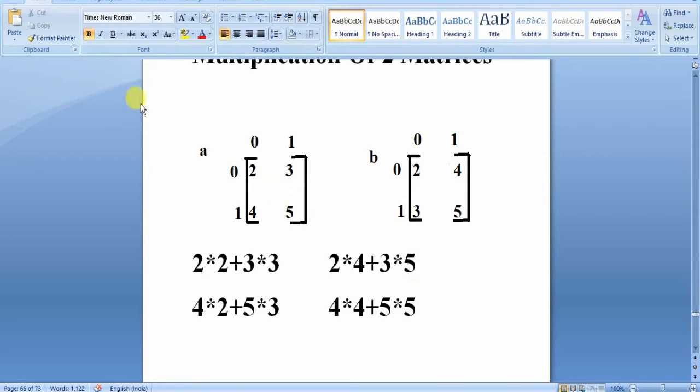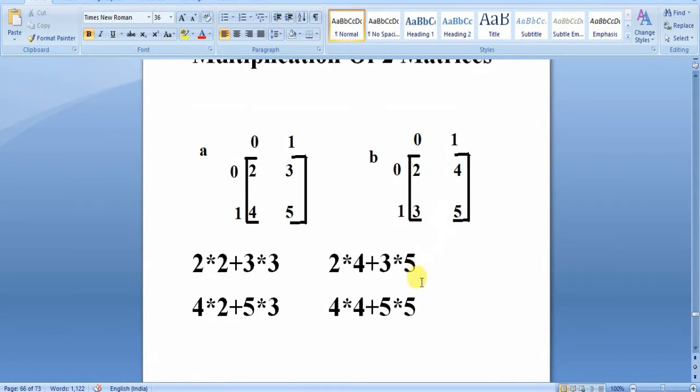So the 0th row of the A matrix is multiplied with the 0th column of the B matrix, which has 2 and 3. Similarly, the 0th row of A is multiplied with the first column of B, which has 4 and 5. Next, the first row is multiplied with the 0th column of the B matrix. Again, the first row is multiplied with the first column of the B matrix.